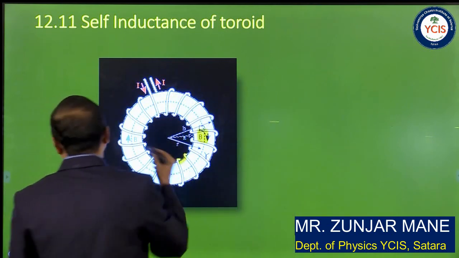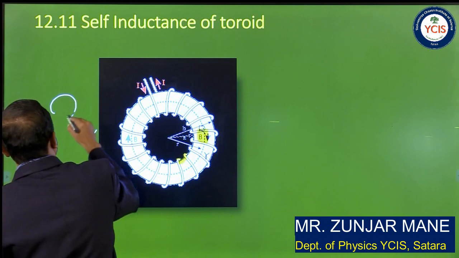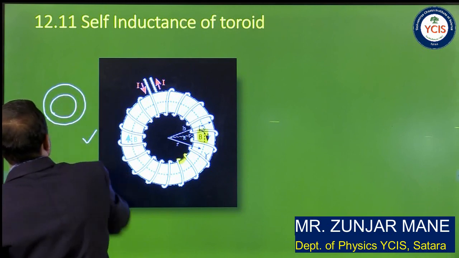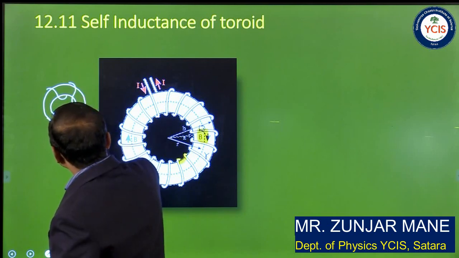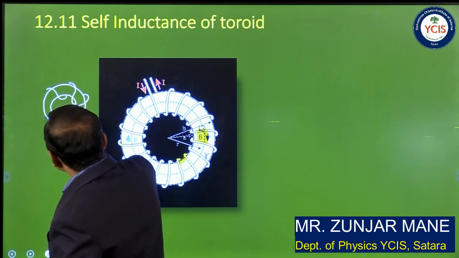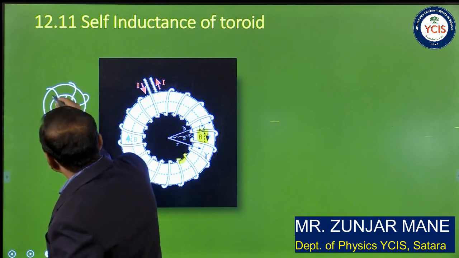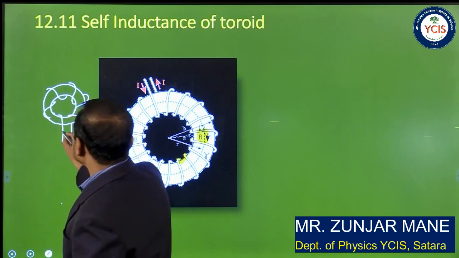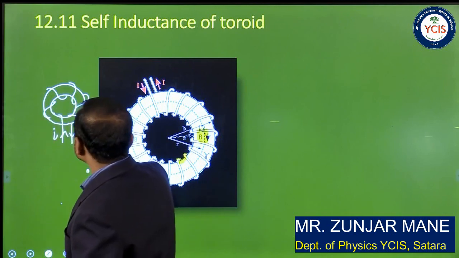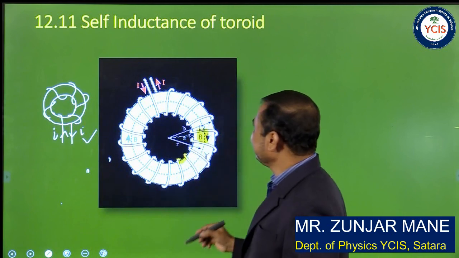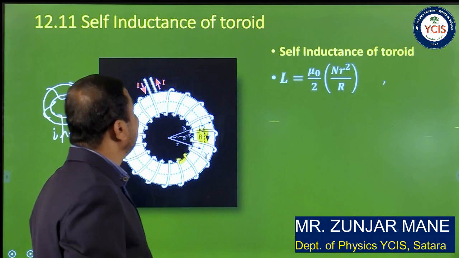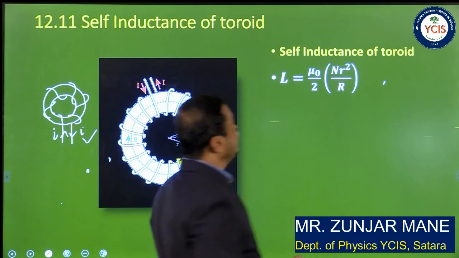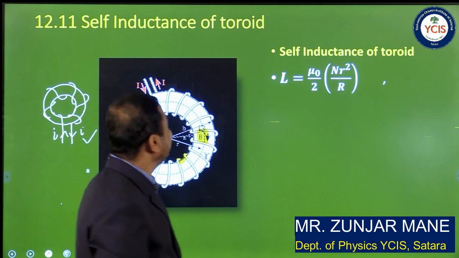Suppose this is a toroid. I draw here a small figure of that. Suppose this is a circular ring, and a coil is wound on this, and suppose I is the current flowing through that toroid. Then the self inductance of that toroid is given by the equation mu 0 N squared r squared divided by 2R.